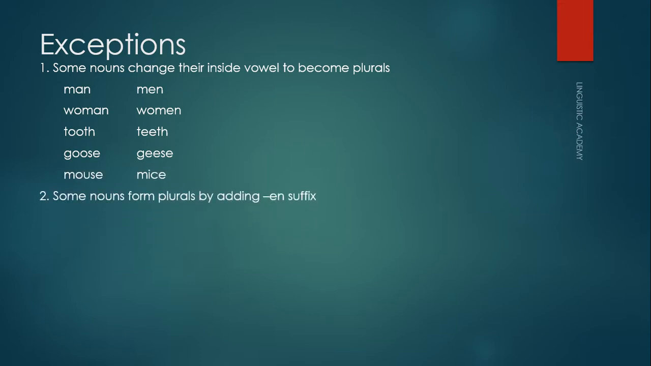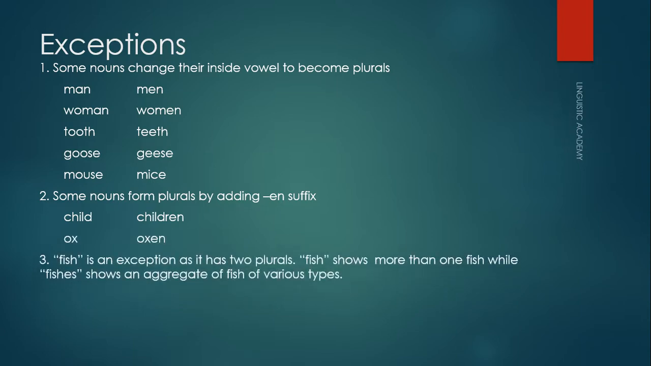Number 2. Some nouns form plurals by adding en suffixes. There are also some nouns that add en at the end when they are changing into plural forms. For example, child, children, ox, oxen. Rule number 3. Fish is an exception. It is totally different case.